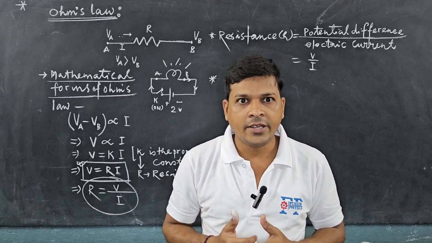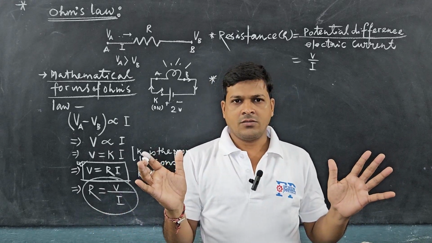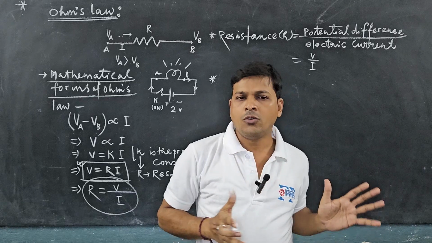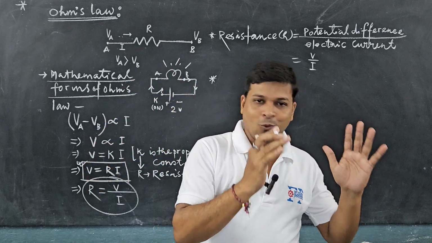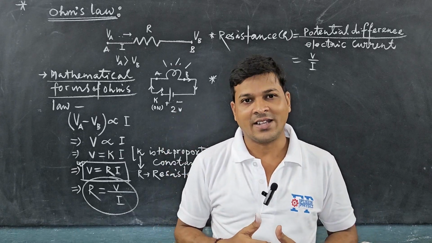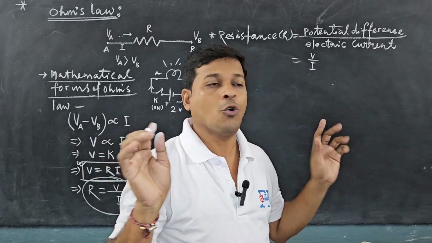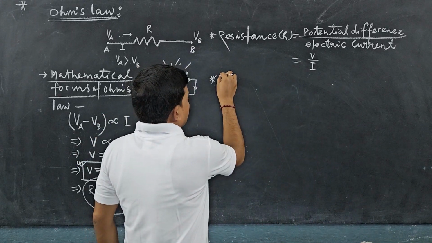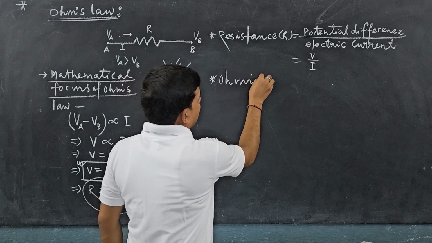So how can we define them? We can classify them into 2 parts. The conductors that obey Ohm's law, and the conductors that do not obey Ohm's law. Those that obey Ohm's law are called Ohmic conductors. Generally all metallic conductors are Ohmic conductors. Those that do not obey Ohm's law are called non-Ohmic conductors.